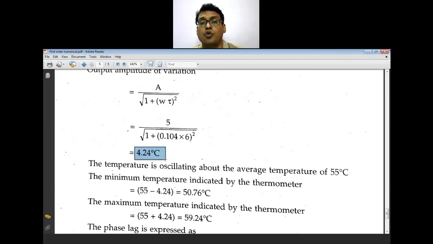So the input amplitude is plus minus 5 degrees Celsius, and the output amplitude is 4.24 degrees Celsius. There is a difference. So the maximum temperature achieved is 59.24 degrees Celsius, and the minimum temperature achieved is 50.76 degrees Celsius. So what will be its graph then?